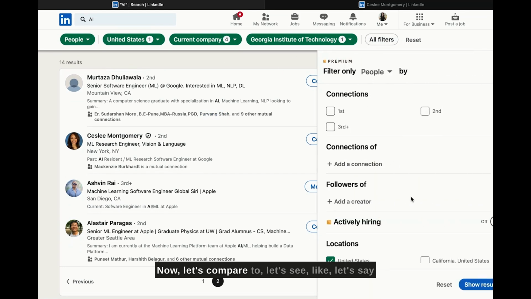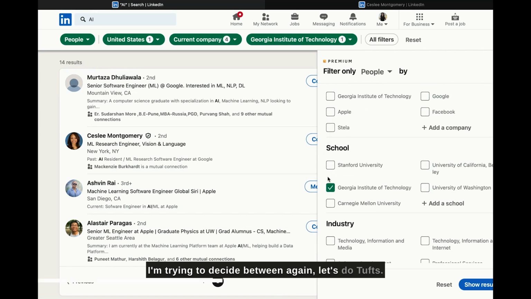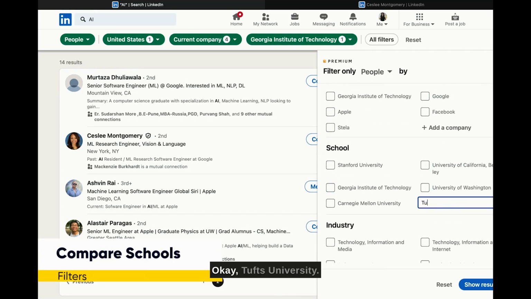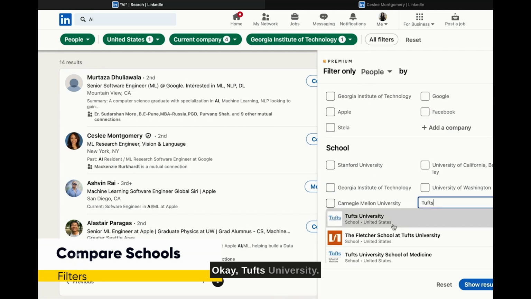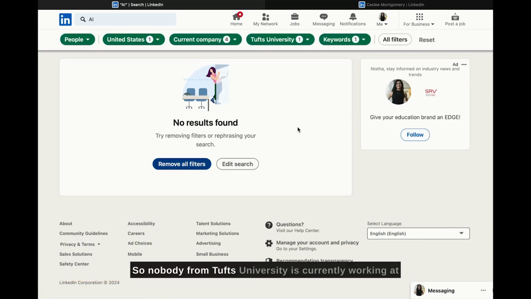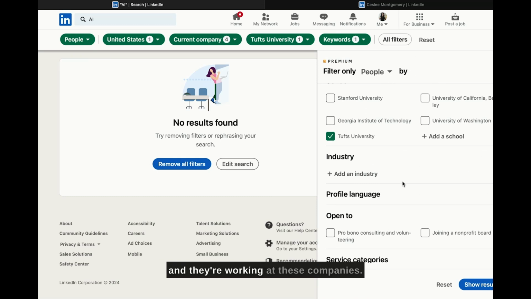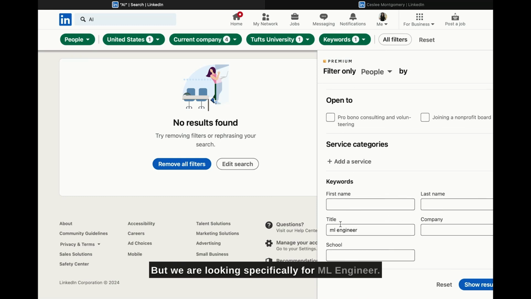Now let's compare to, let's say I'm trying to decide between, again, Tufts University. Okay, so nobody from Tufts University is currently working at one of these companies in one of these roles. Do remember that we are looking for a very specific role, ML engineer. That's why the options that are coming are so low in numbers. Of course, there would be people who have graduated from these universities and they're working at these companies, but we are looking specifically for ML engineer.